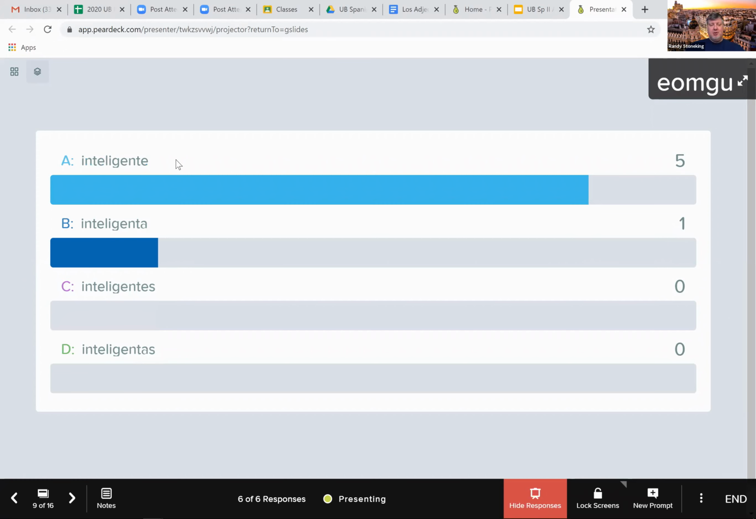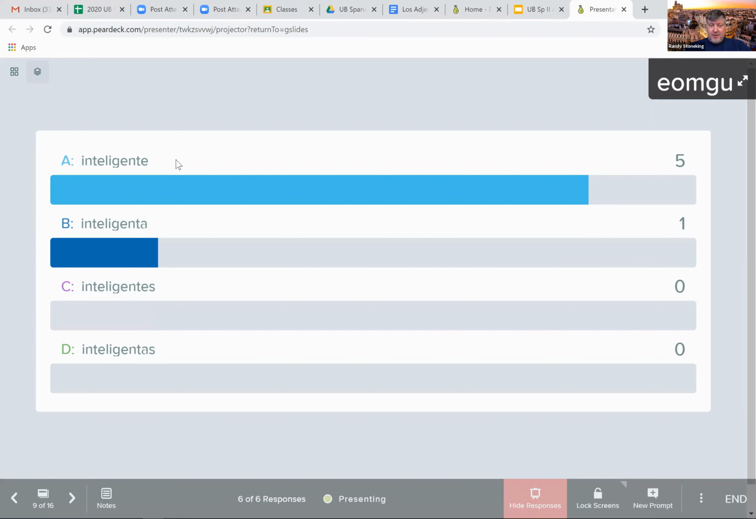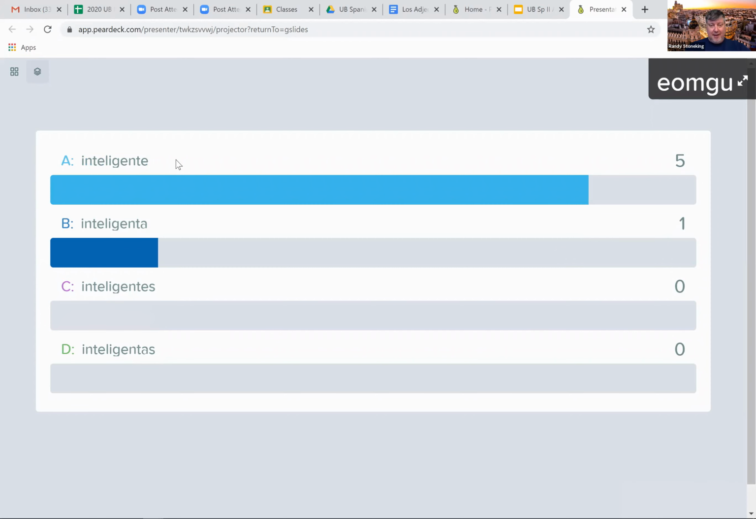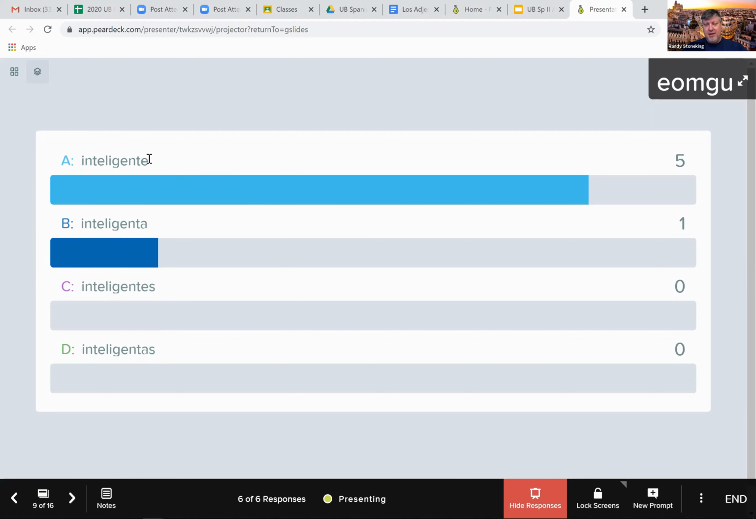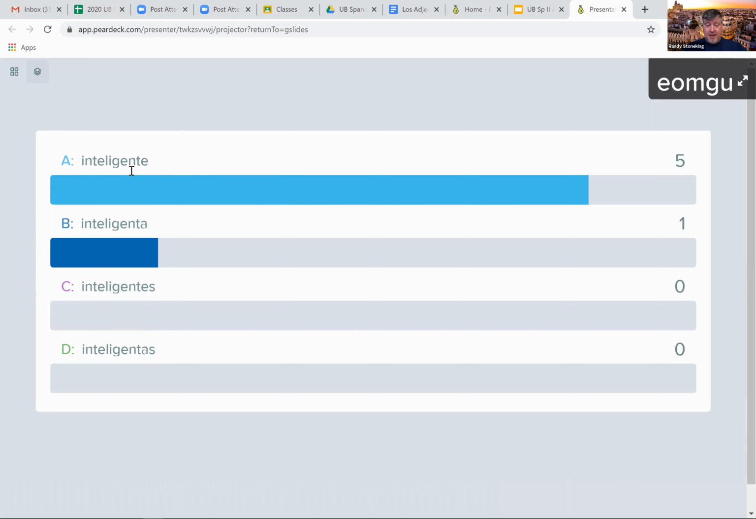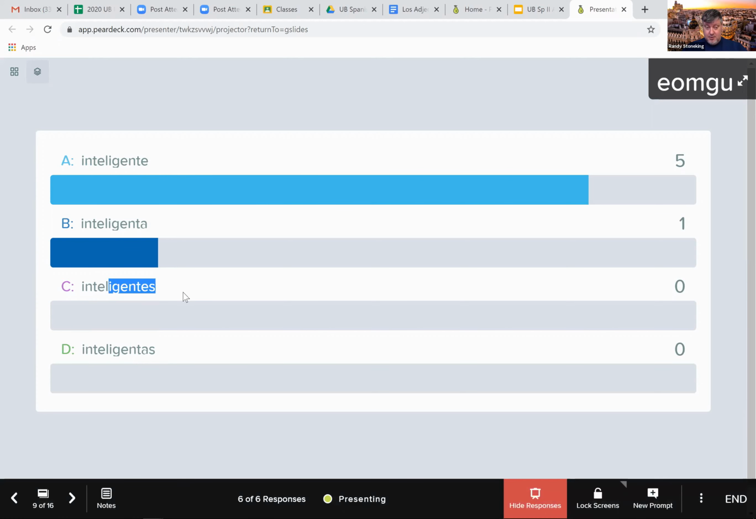We only have to change to an A if we start out with a word that ends with O, like alto would become alta, or altos, or altas. But when it ends with an E, it just stays the same. Now, if we had two students, we would make it inteligentes. But because we have one, we leave it as inteligente.